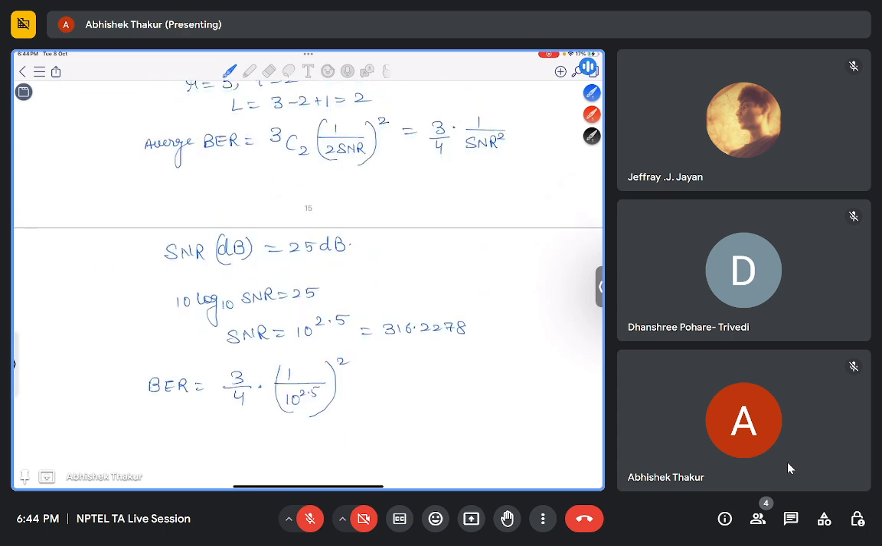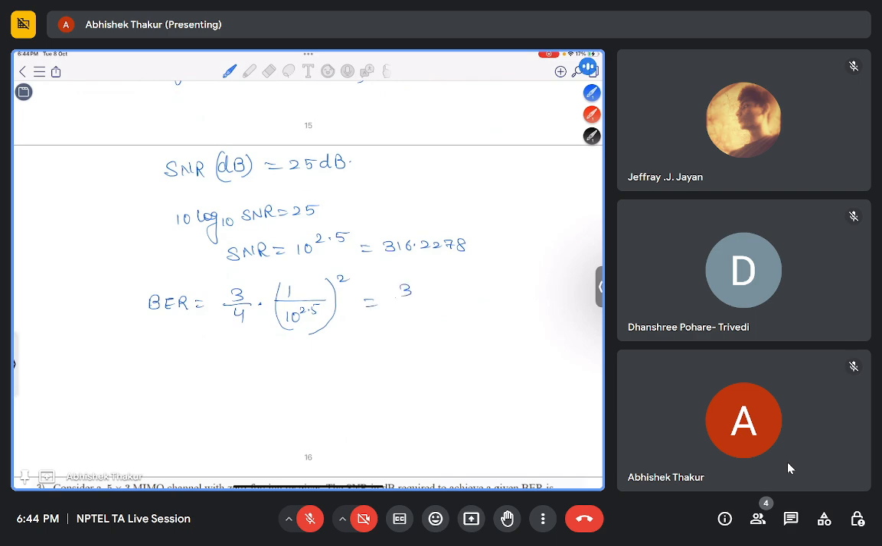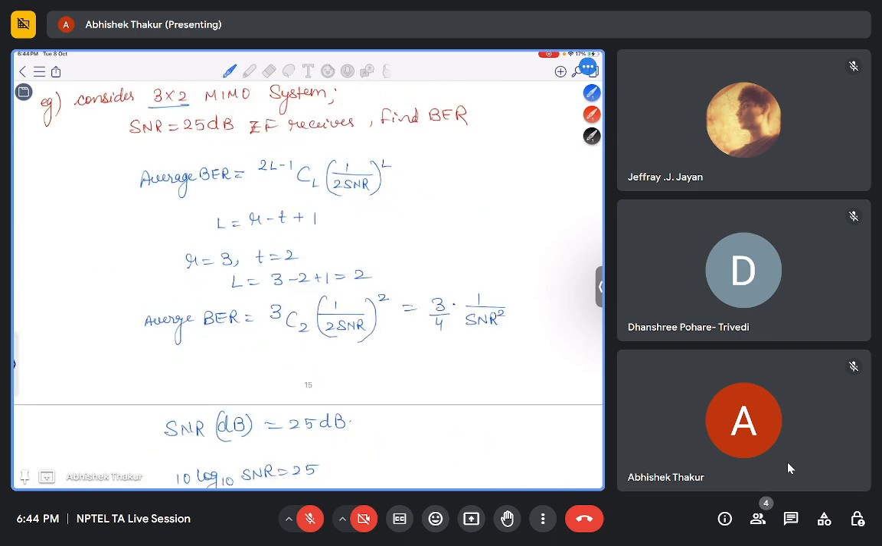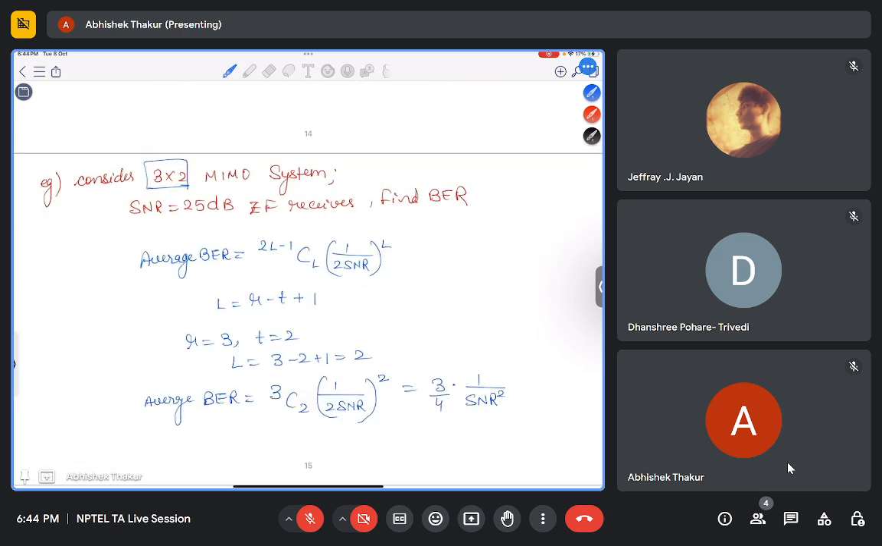squared, because it was 1 by SNR squared. So it will become 3 by 4 into 1 by 10 to the power of 5. So it will become 0.75 into 10 to the power of minus 5. This we can also write as 7.5 into 10 to the power of minus 6. So we can see that when the number of antennas increases, the bit error rate decreased significantly.